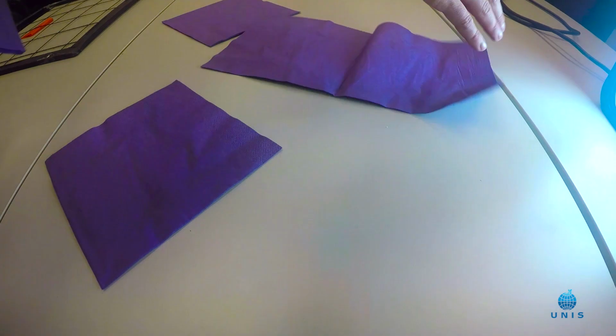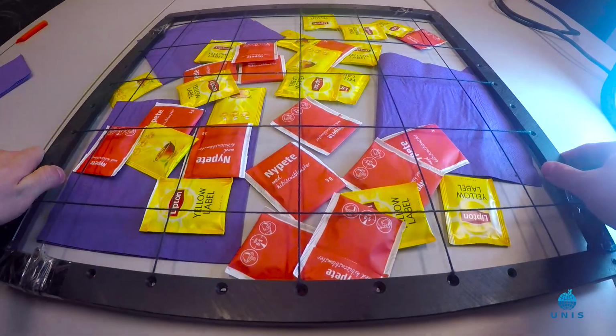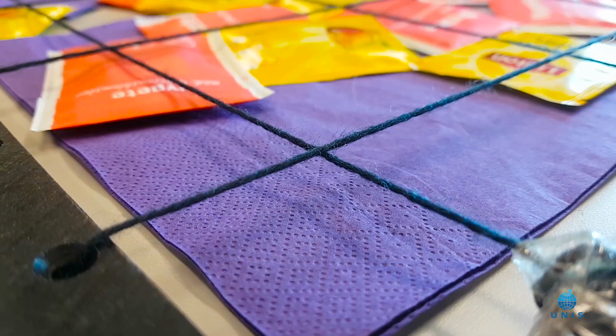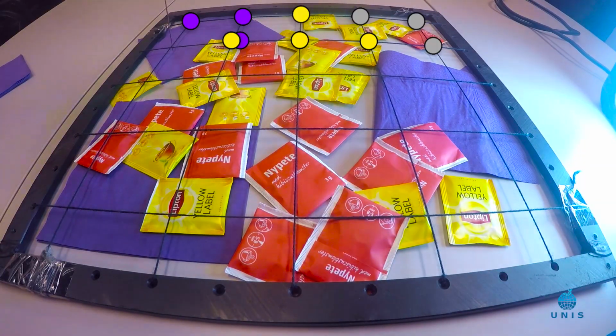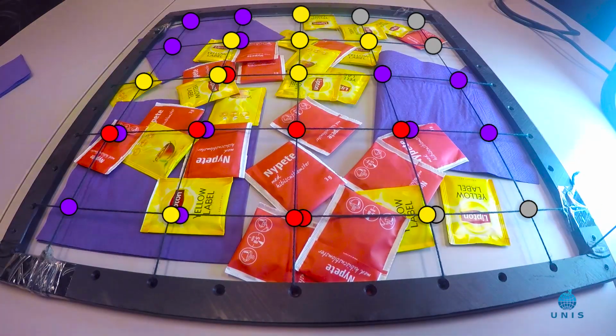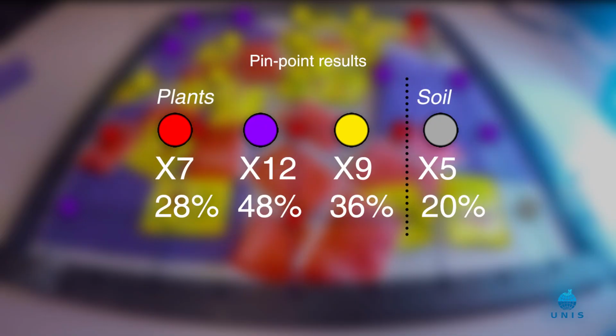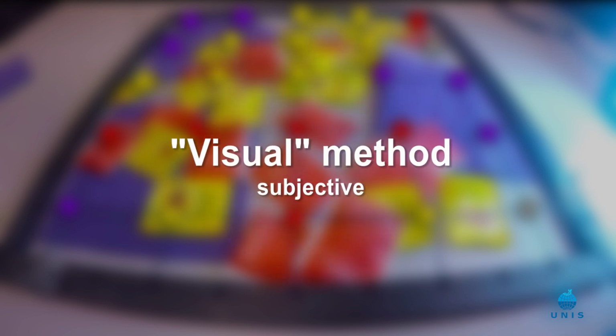So here we have created a type of fake vegetation using tea bags and napkins, and we will compare the objective with the subjective method. First up is the pinpoint method, and here we also account for overlap by counting more than one in some cases. And here you can have a quick look at the result from the pinpoint method. We accounted for overlap in this example, so our results go above 100% in the cover. Then we are moving over to the visual method.